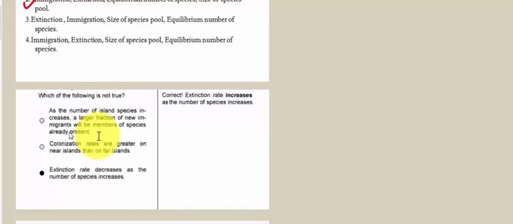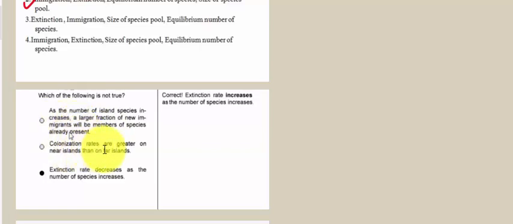So as the island species increase, if the previously unoccupied species are less or it is becoming zero, then only new immigrants will be members of the species already present. And so this is the right option.